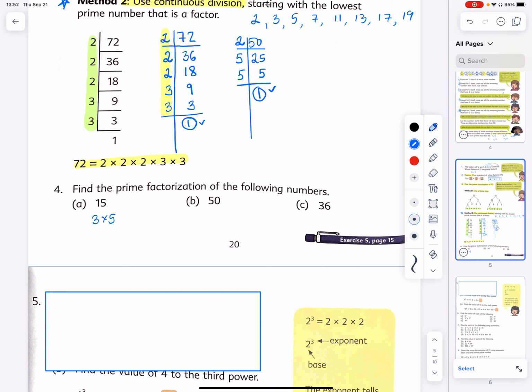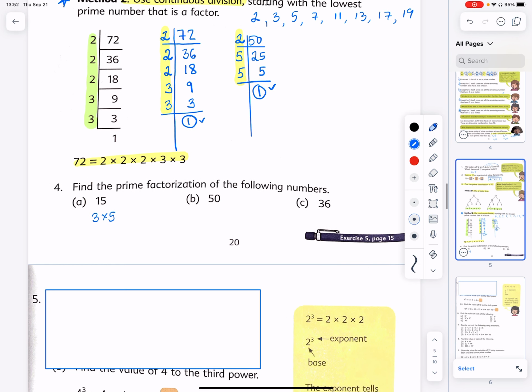Let's collect all the primes that we've gathered in the left column, nice and organized for us, and write them in order from smallest to largest: 2 times 5 times 5. Very good. We can even say equal sign. 36 is our next example.